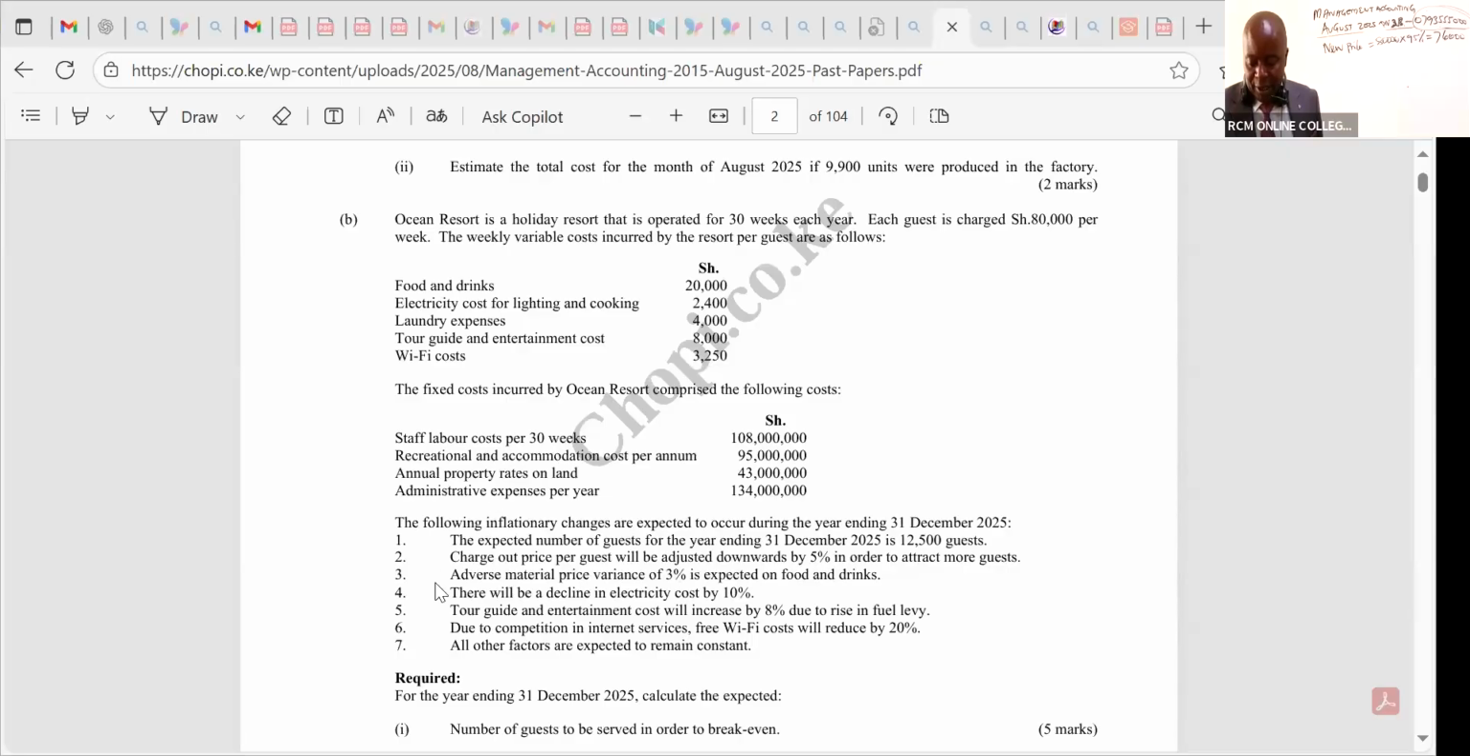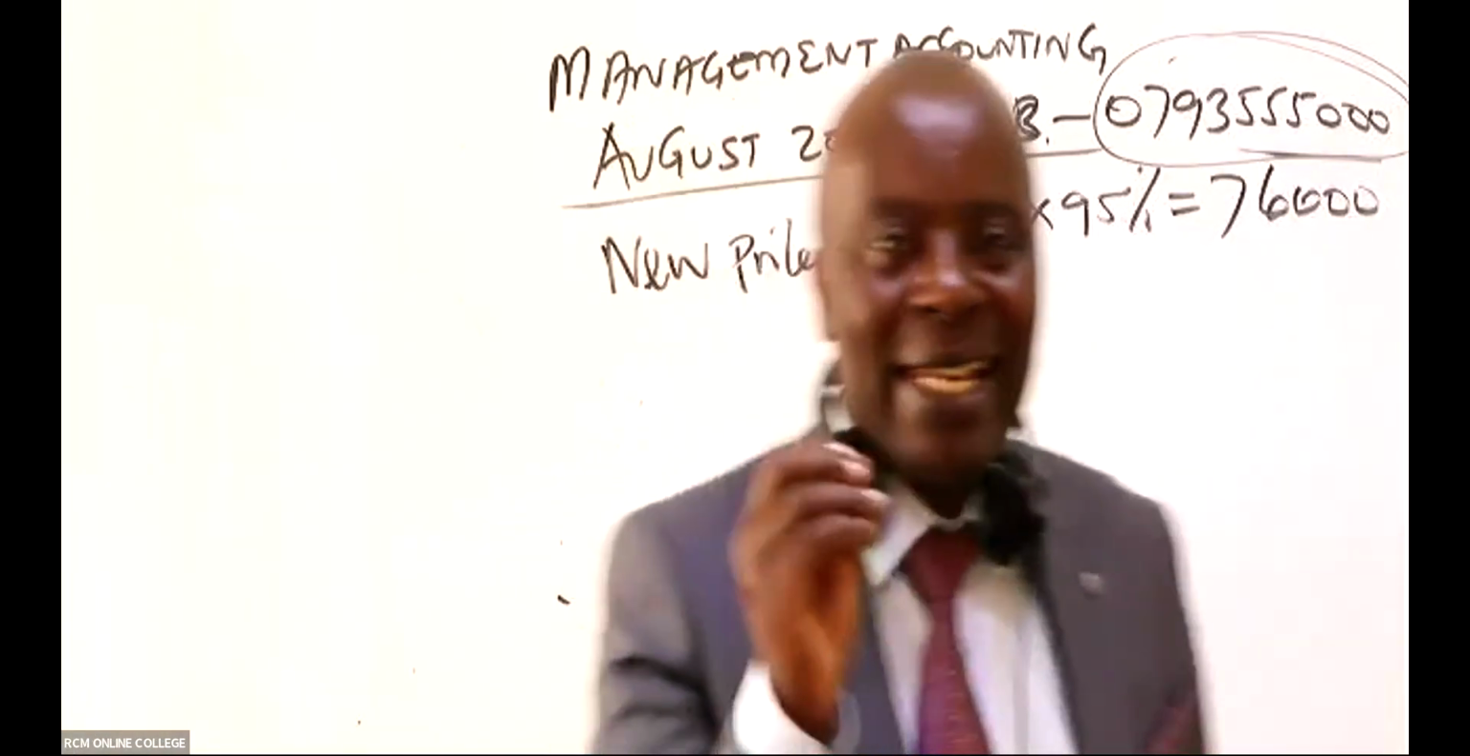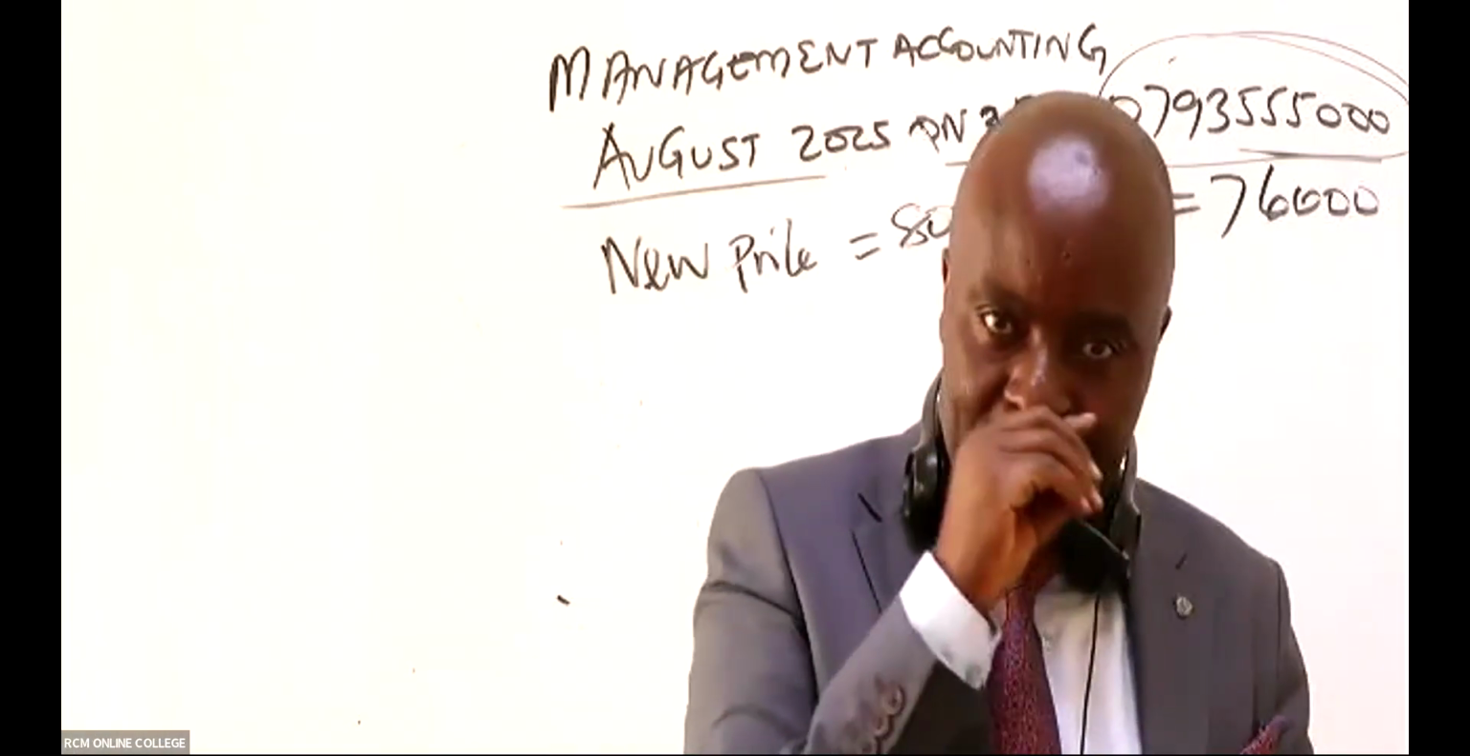So in this case, then we go to the next statement. Number 3, adverse material price variance of 3% is expected on food and drinks. Ladies and gentlemen, remember we have got 2 types of variances. We have adverse variances and favorable variances.